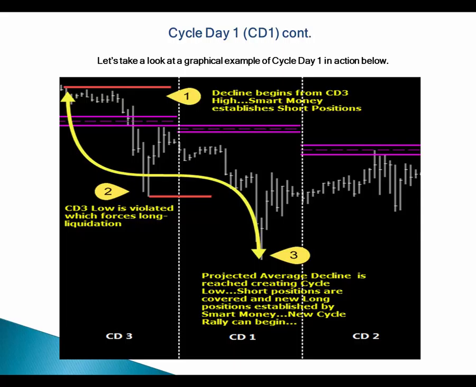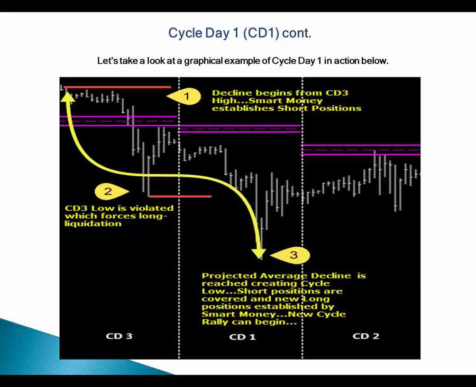Now today, coming into cycle day 2, on bubble number 2, once the cycle day 3 low is violated, using that term violation, to force long liquidation. So what does that mean if the low of cycle day 3 is violated? Everybody that bought yesterday or the day before, they're trapped.